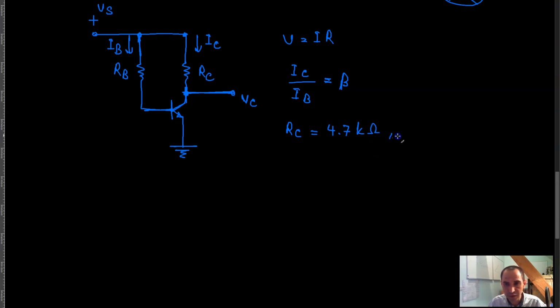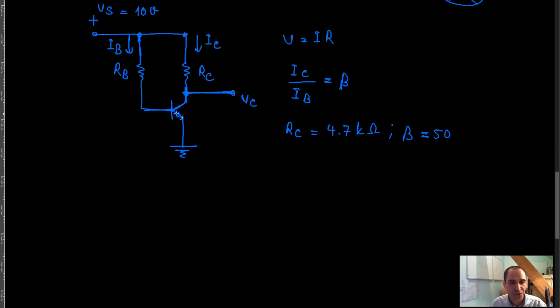And let's say that the value of your beta is equal to, for example, 50, right? So if that is the case, then essentially I know how much current is supposed to go through this resistor, so that the voltage drop, and let's say that basically your V of S is equal to 10 volts, right?